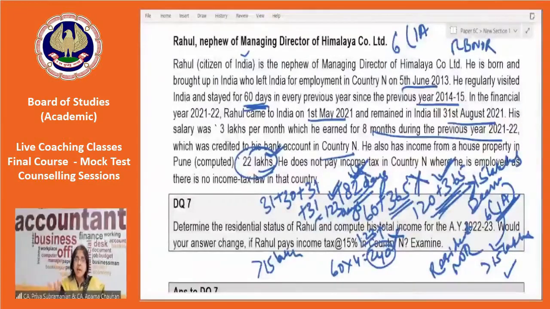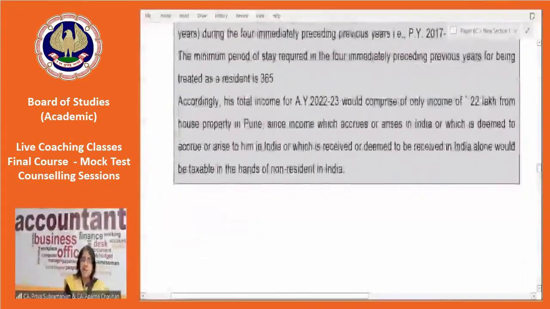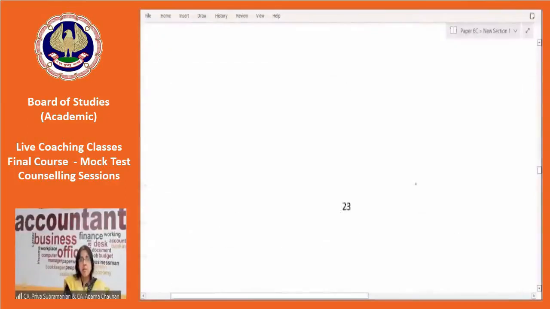Once again, only the income earned in India will be taxable. Income earned outside India would be exempt. So 22 lakhs would be taxable in that case. So the taxable income in both cases is only 22 lakhs. Only thing, it would have made a difference had they given income from a business set up or profession in India. If they had given that information, then it would have made a difference in both cases, which they have not. So in the first case, he is a deemed resident. In the second case, he is a non-resident. A detailed explanation is given in your note. So that covers case study 3.